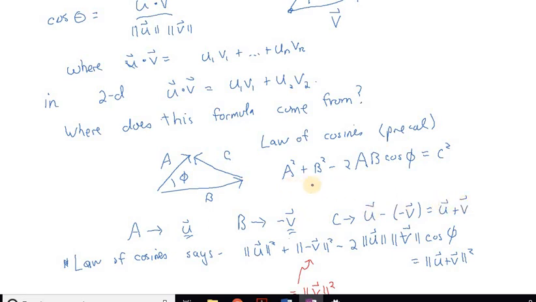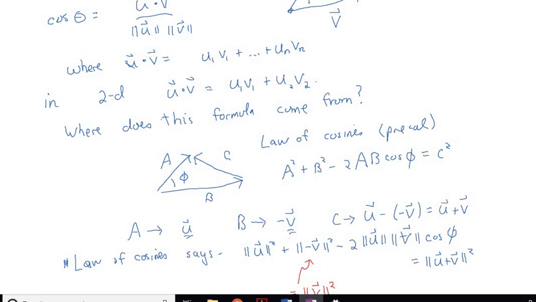Now, if I translate this law of cosines into my vector notation, I get a squared is equal to the length of u squared. B squared is the length of minus v squared. And 2ab is 2 times the length of u times the length of v times the cosine of phi. And c squared is the length of u plus v squared. Okay, so I've done straight translation of my law of cosines from trigonometry into vector notation.